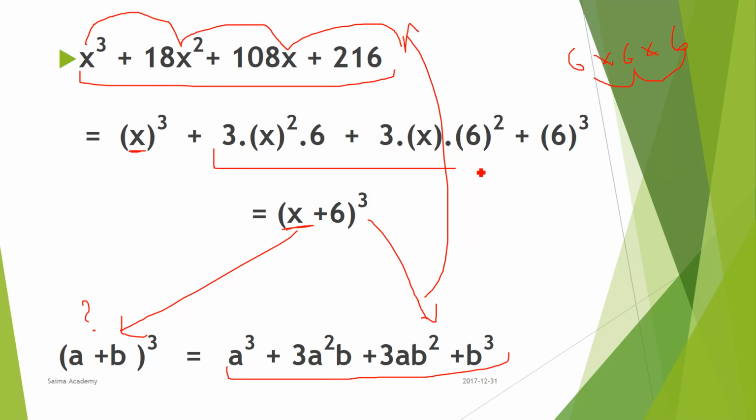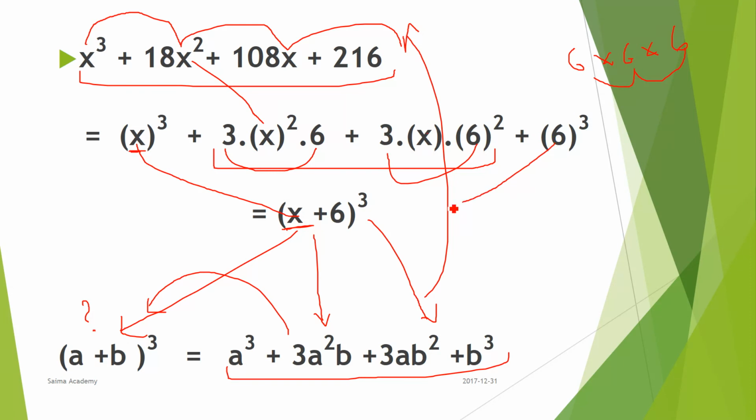But if you multiply the center part, you will get these things. See, 6 times 3 is 18 x square, and here 6 square is 36, times 3 is 108 x, right? So suppose if a plus b whole cube is mentioned, then you can find out this formula. But suppose this expansion part is given, then you can find out what is a plus b whole cube. First of all you have to arrange in order, and the first and last one should be the cube of any integer or any variable, and then make it: this is x, the last one is b, this is a and b, so x plus 6 whole cube, right?